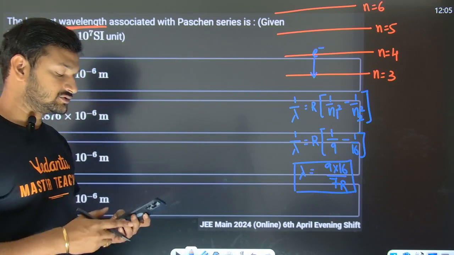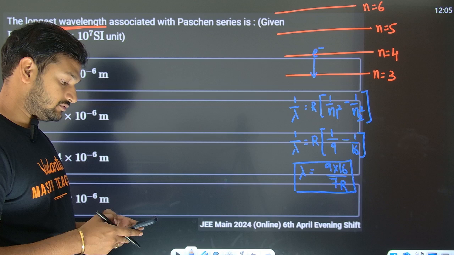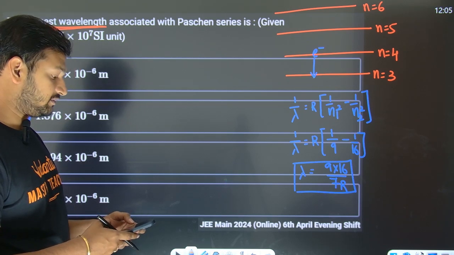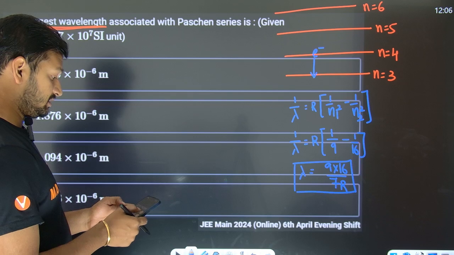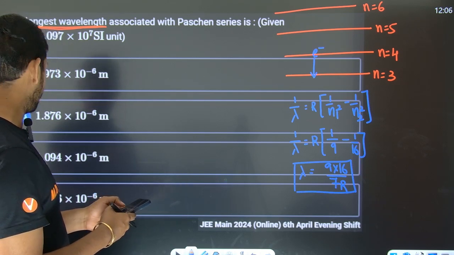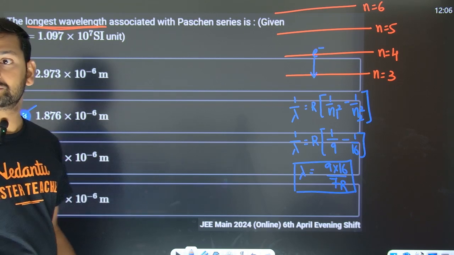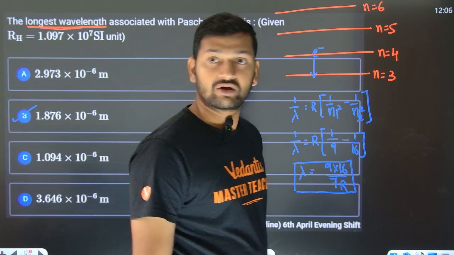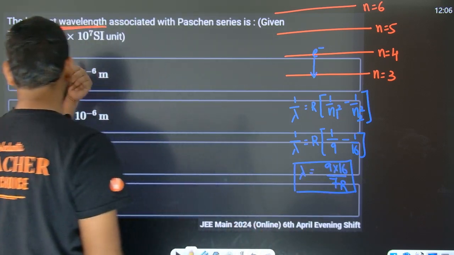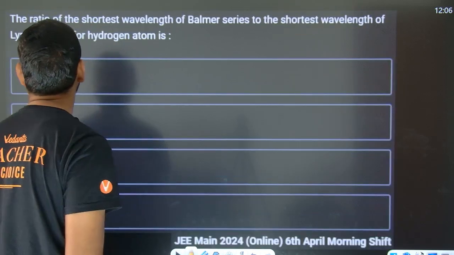So I'll just use the calculator. 9 into 16 divided by 7 is 20.57, divided by 1.097. So 1/8 should be there. That means this option, Option B. 1/8 should be there. So I have chosen Option B because there is no other option having 1 and 8 involved in them. Next.